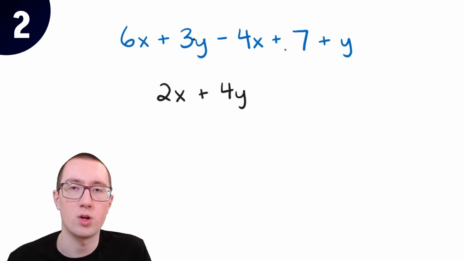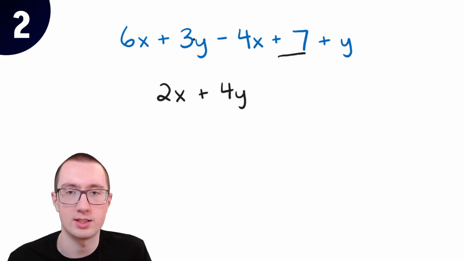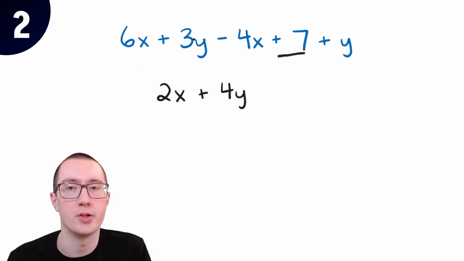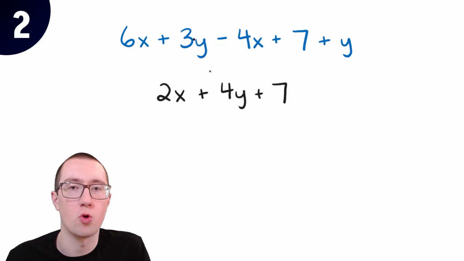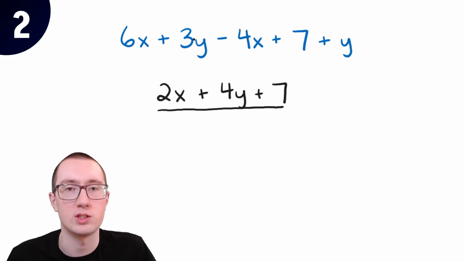And now finally, the only one we haven't done anything with is this plus 7. But there are no other numbers for it to combine with, so we're just going to have to attach it at the end. And there are no more like terms here. There's nothing else we can combine, so this is our final simplified form.